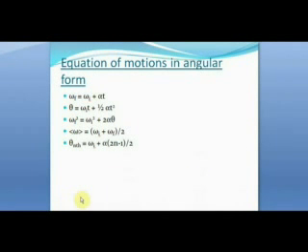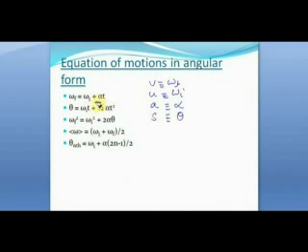We have already seen various equations of motion in one dimension. We have their counterparts in angular form also. So what we need to do is replace the various one-dimensional quantities like final velocity v, initial velocity u, acceleration a, and displacement s with their angular form counterparts. So v can be represented as omega f, which is the final angular velocity. u can be replaced with omega i, which is the initial angular velocity. a can be replaced with alpha, which is angular acceleration, and s can be replaced with theta, which is angular displacement.